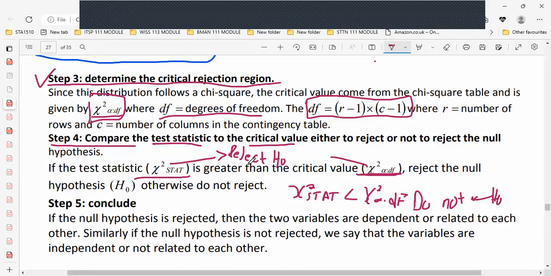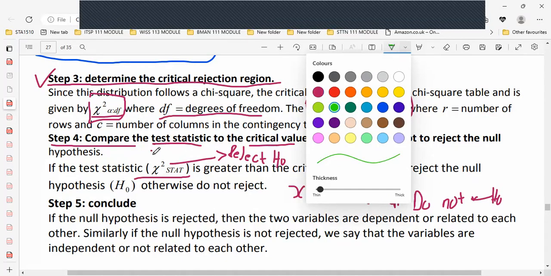Now let's look at one question. Remember, if chi-squared stat is greater than the critical value, we reject H0. For example, if here now we have maybe, let me do this.